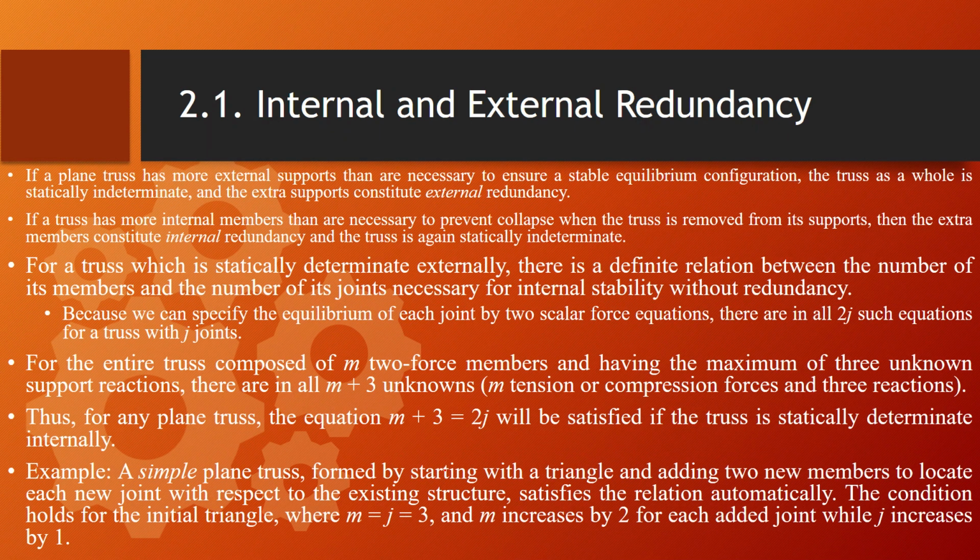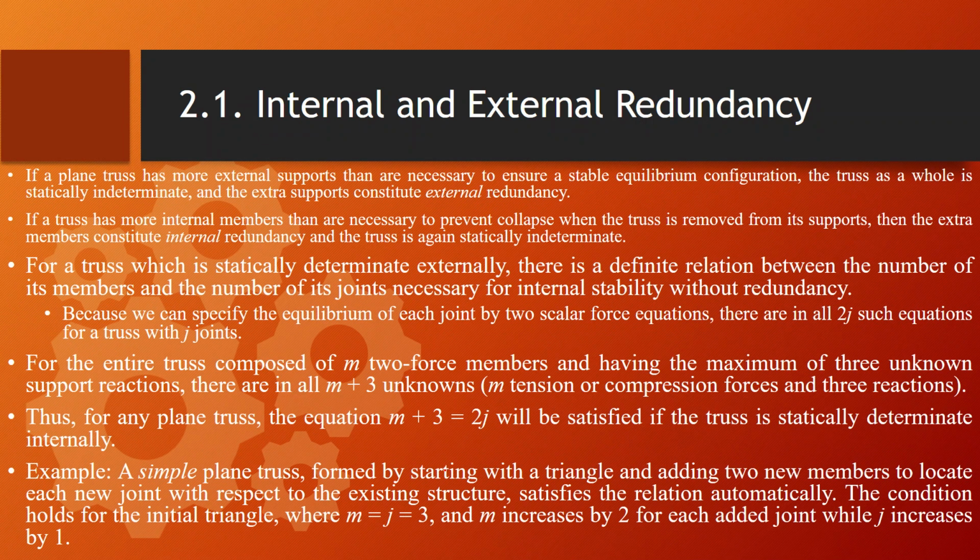For the entire truss composed of m two-force members and having the maximum of 3 unknown support reactions, there are altogether m plus 3 unknowns. Thus, for any plane truss, the equation m plus 3 equals j will be satisfied if the truss is statically determinate internally. A simple plane truss formed by starting with a triangle and adding 2 new members to locate each new joint with respect to the existing structure satisfies the relation automatically.